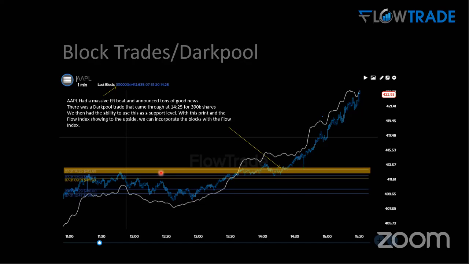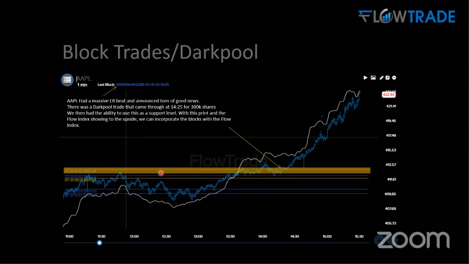So we had the ability to use that as a support level. When that print came through, the flow index was still showing to the upside. So again, like I said, the way I do it is I look at that as a buy. So if I place my trade there at that 412.68 area or close, I at least want to be within that zone to use that as my stop as well. Then I'm going to throw it on, and again, that's my stop. Otherwise, I'm staying in the trade as long as I possibly can. And that's how I do it. Yeah, definitely a buy, Tim.